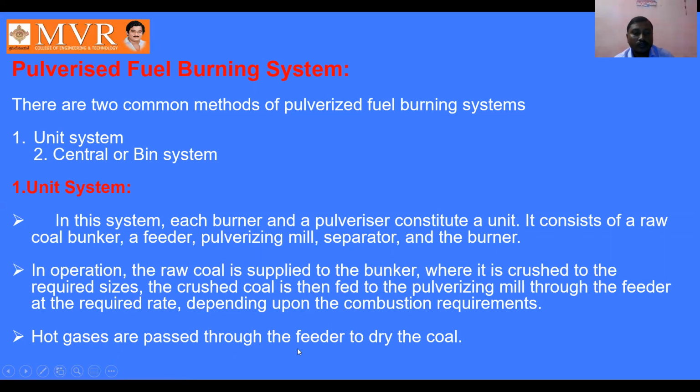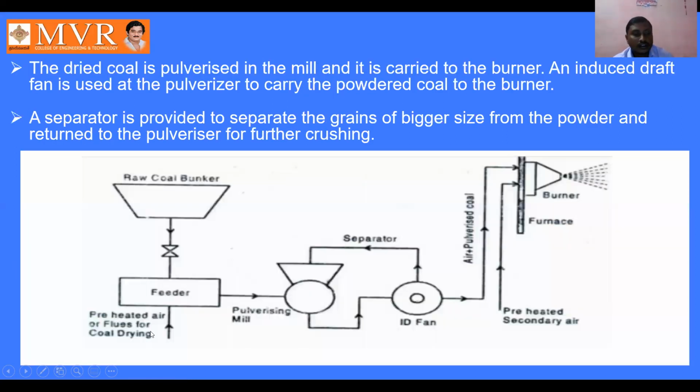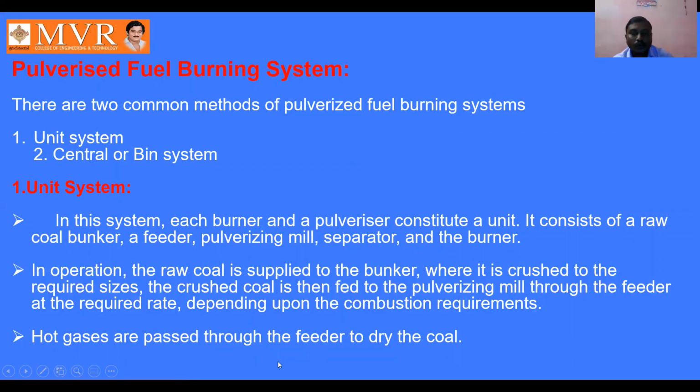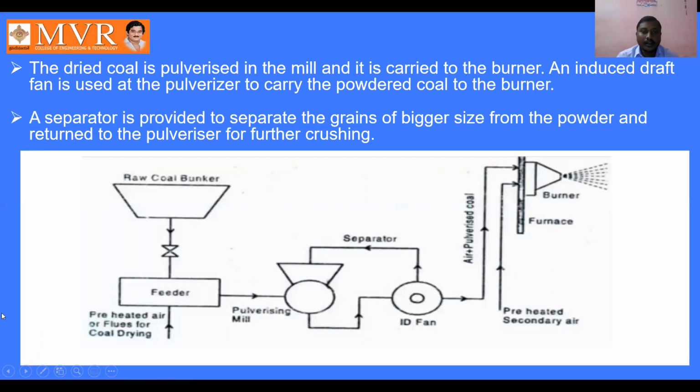Hot gases are passed through the feeder to dry the coal. Here, the hot gases are coming from downwards to the feeder to dry the coal which has been coming from the raw coal bunker. This is what is shown in the diagram. The dry coal is pulverized in the mill. The dry coal coming from the feeder goes into the mill, and from the pulverizing mill it is carried to the burner here.